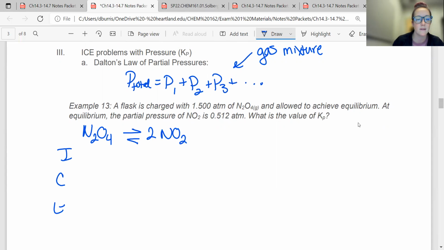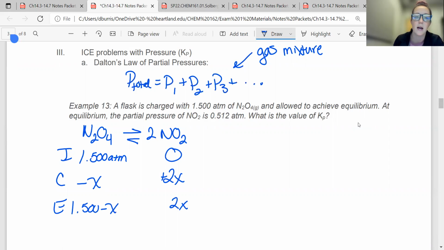So I'm going to start setting up my IS table here. Now, I said you can use molarities or you can use pressures. If we're calculating Kp, we should use pressure. So I started with 1.500 atmospheres here. I didn't have any of this, so I know I'm going to lose some of this and gain some of this. So this is 1.500 minus x, and this one is 2x.